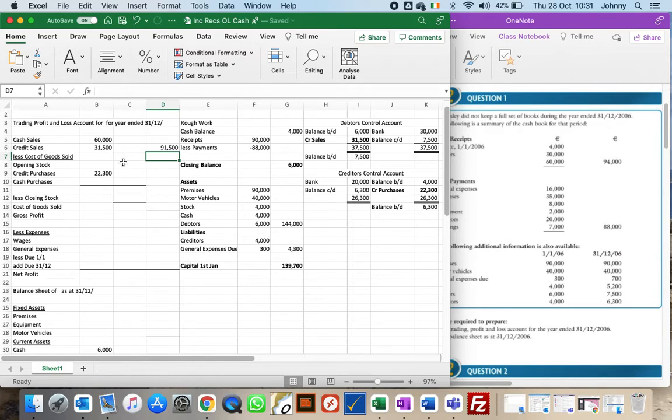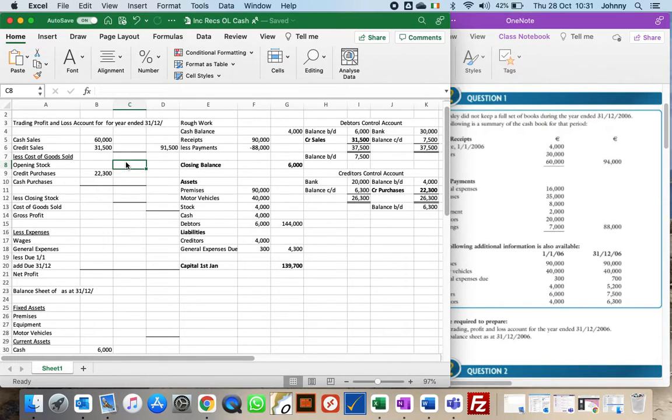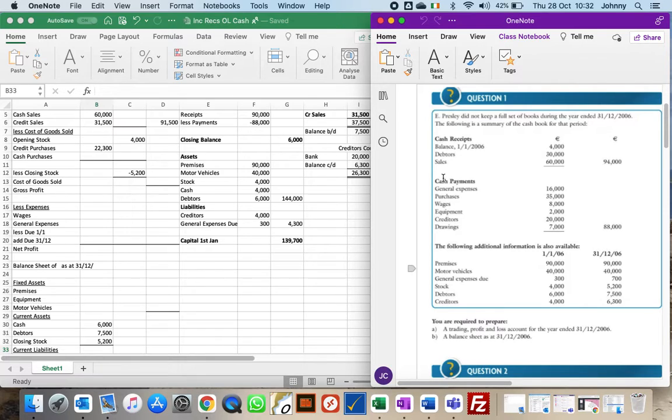My opening stock. So opening stock is given here as 4,000 and closing stock is 5,2. So 4,000 opening stock and closing stock is minus 5,2. And I'm going to put the closing stock down here in my current assets. Back to dealing with cash receipts and cash payments.